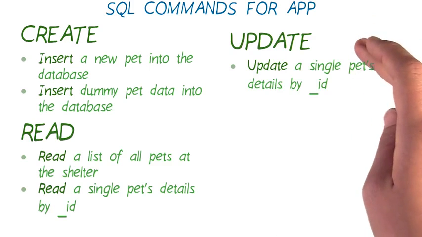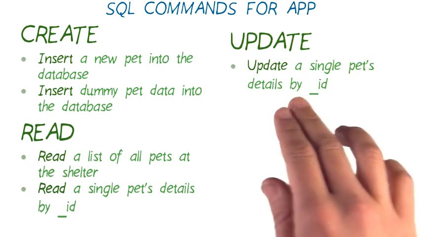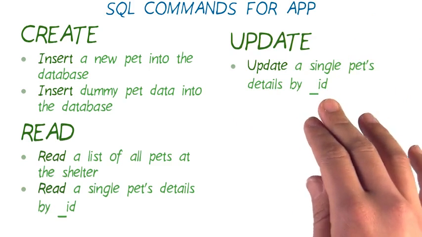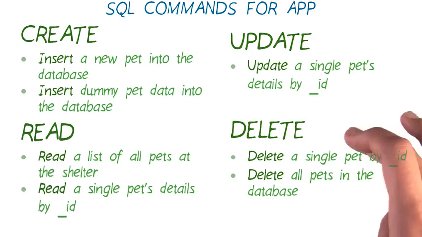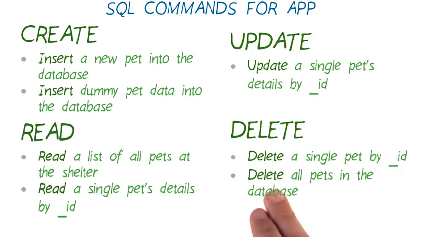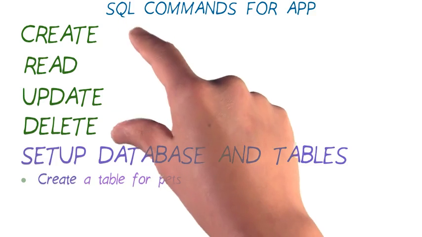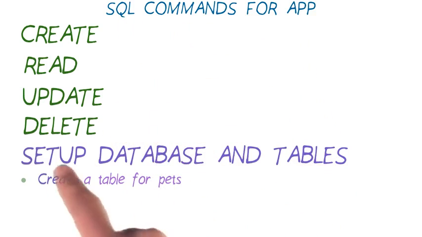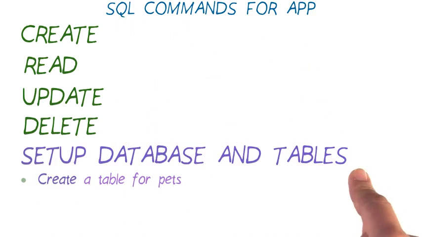Next, for the update actions, we'll need to update a single pet's details by its ID number. And lastly, for delete, we'll need to delete a single pet using its ID, as well as delete all the pets in the database. Now, in addition to these actions, you'll need to learn how to set up a database and the tables within your app.